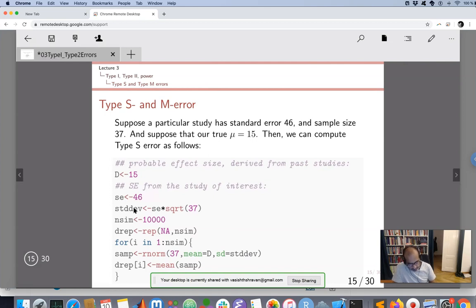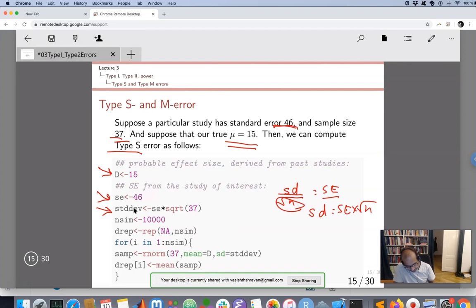Okay, so what's interesting here is that I'm now going to repeatedly run an experiment with a standard error of 46. I'm just coming up with some reasonable numbers that I've observed in actual studies, and a sample size of 37, and let's assume that the true effect is 15 milliseconds, the true difference between means. So we can compute type S error very easily. I set up my true difference in means. Here's my standard error. I compute the standard deviation from the standard error, right? Remember that standard deviation divided by square root of n is standard error. So if I know the standard error and I know the n, I can figure out the standard deviation. It's standard error multiplied by the square root of n. And I know what n is. I just set it up to be 37.